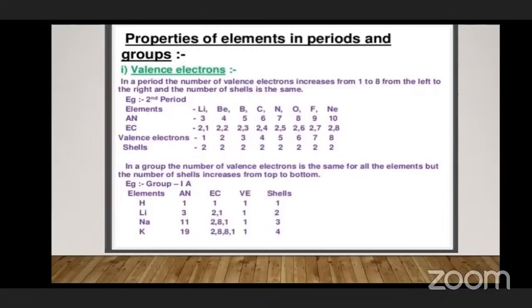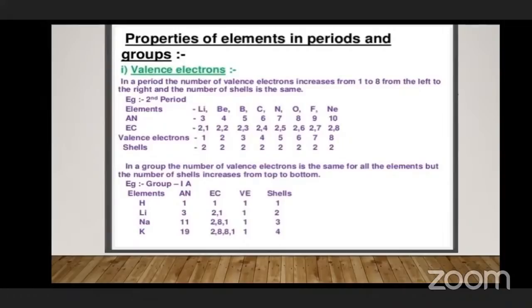First of all, we will observe valence electrons. In a period, the number of valence electrons increases from 1 to 8 from left to right, and the number of shells remains the same. Observe the second period in the long form of the periodic table classified by Moseley. In the second period, the elements are lithium, beryllium, boron, carbon, nitrogen, oxygen, fluorine and neon, with atomic numbers from 3 to 10.